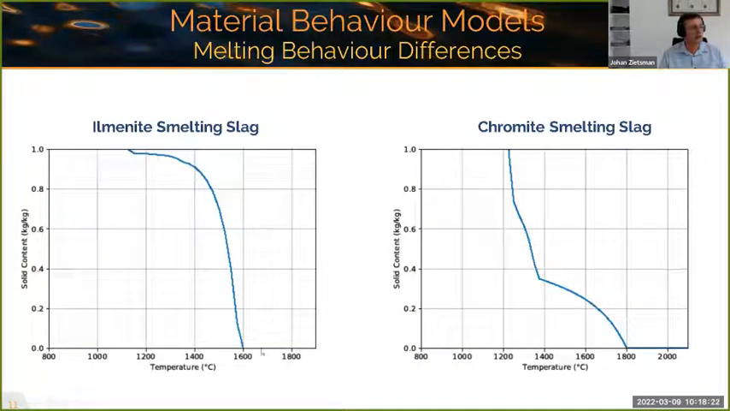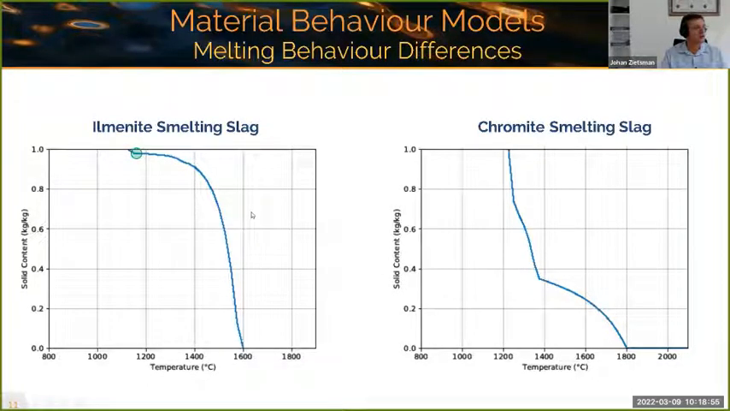This is just another form of the same graph where we can see the liquidus, and also when we cool down, the solid fraction increases from zero, a fully molten bath, at about 1600 for ilmenite smelting, and then just under 1200, we get a fully solidified slag. And that behavior is significantly different for chromite, which starts to solidify as high as 1800 degrees Celsius.